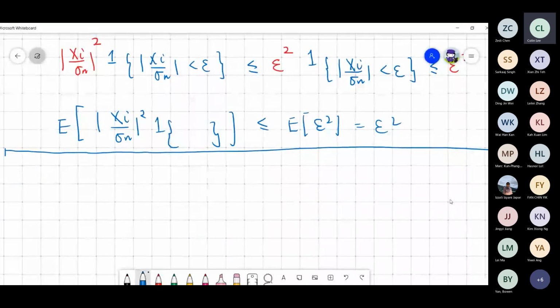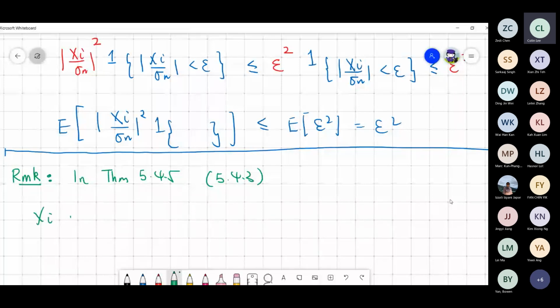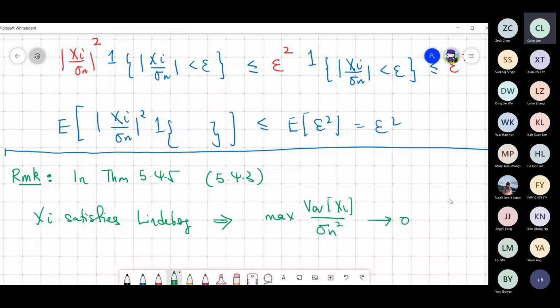So just give you a remark here. So in this theorem, what do I have? Here 5.4.5. Okay. Actually, you just look at 5.4.3. Yeah, 5.4.3. In this, it said that if xi satisfy Lindeberg, okay, implies that maximum of variance of xi over sigma n square will converge to 0. Okay, so this same. Of course, we do have some other conditions with some other hypothesis, like their independence with some other standard hypothesis. Okay, I just put it here.